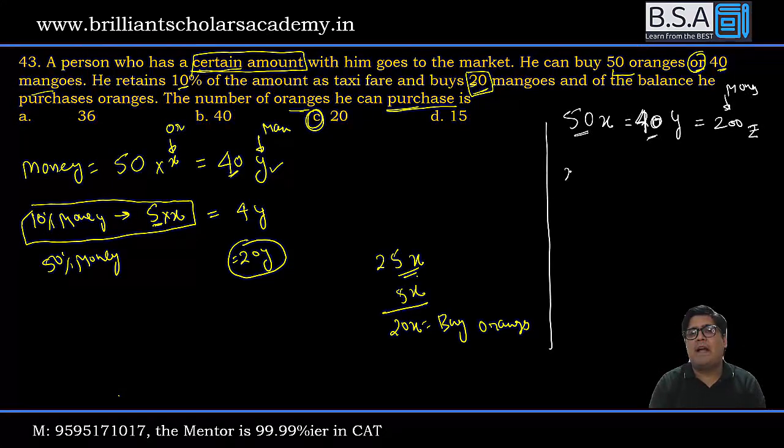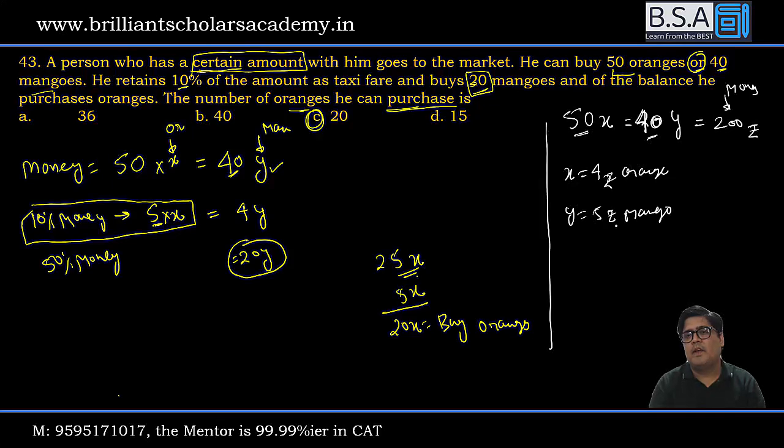So can I say price of one orange is equal to 4 rupees and price of one mango is equal to 5 rupees. Now keep moving ahead. How much does he save? He saves 10%. So 10% of 200 is 20. He has saved for transportation, saved for taxi. How much can he spend? He can spend 180 rupees.